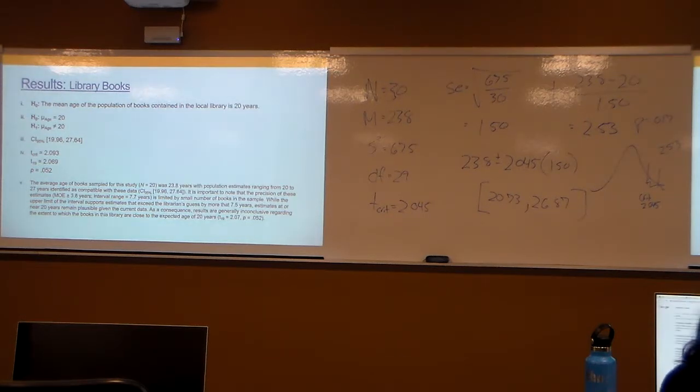It kind of depends on how much of a difference. So let's say the average age of the population of books actually is 20.7. Is that a meaningful difference? 0.7 years, yeah. I could claim statistical significance, but I could also say it looks like maybe it's different. There's some evidence that it's a little bit different, but I don't know.